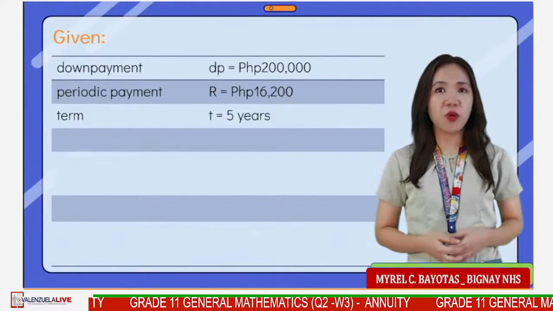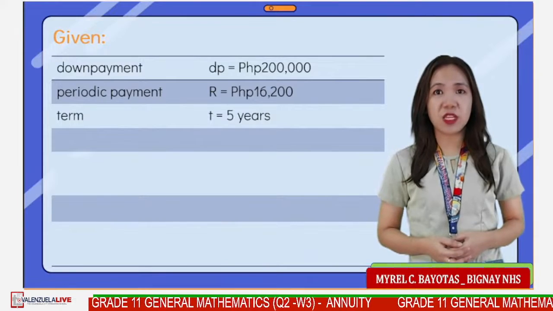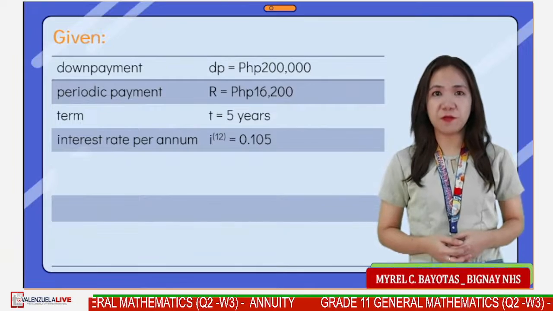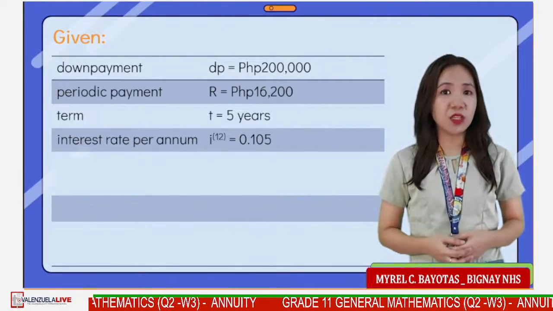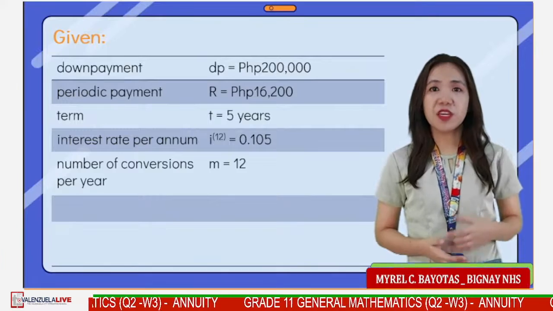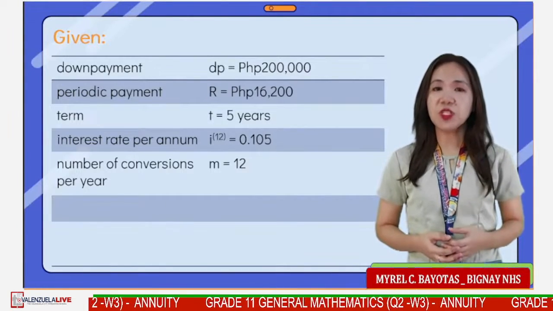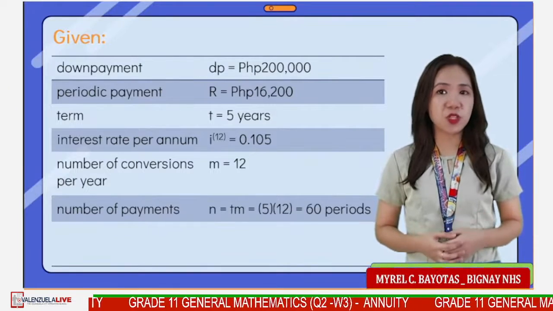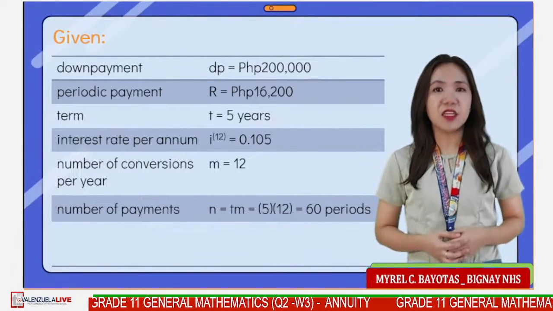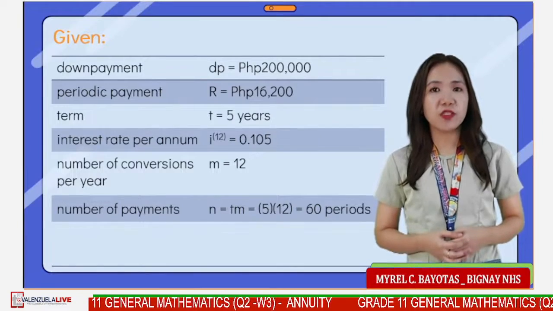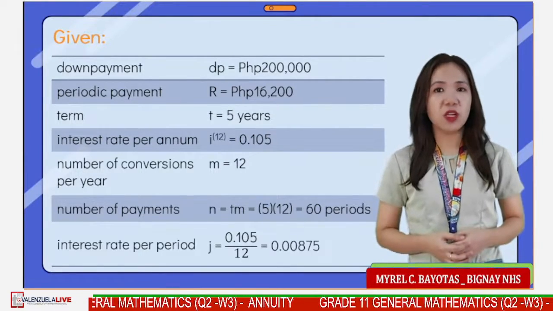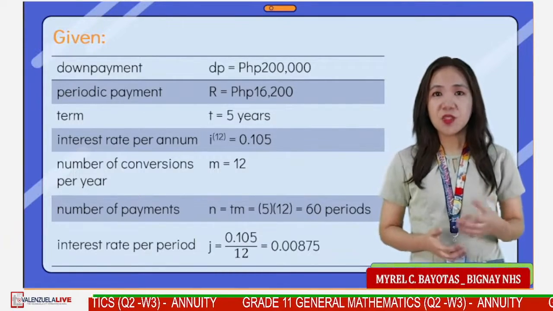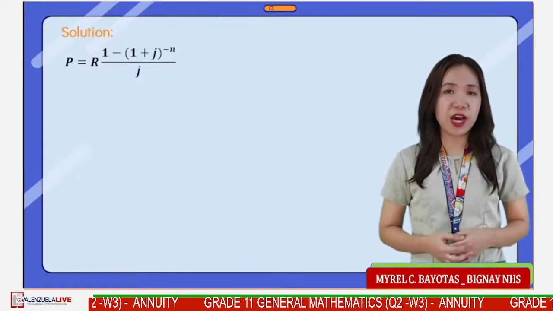The interest, 10.5%, is converted to decimal. So we have I equals 0.105. Since the payment will be made monthly, M equals 12. The number of payments is 5, which is time multiplied by 12, which is the number of conversions per year. Lastly, J equals 0.105 over 12 equals 0.00875.